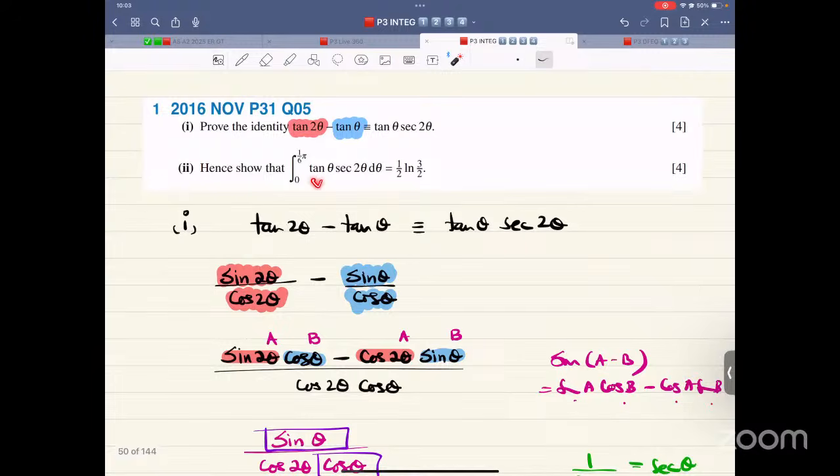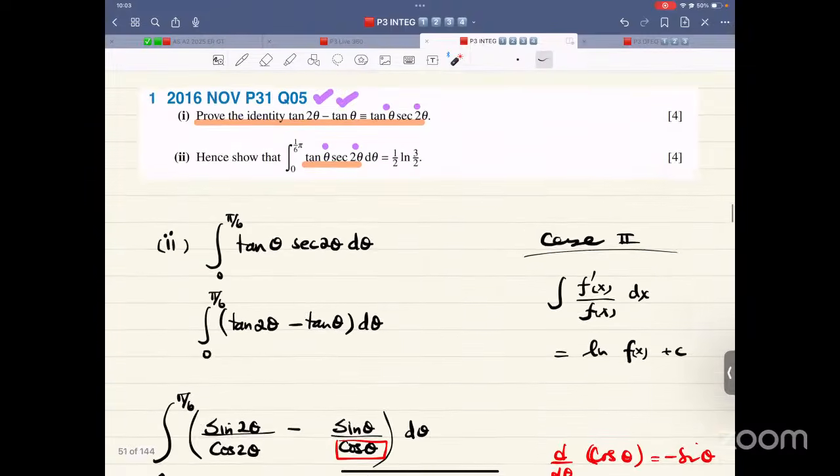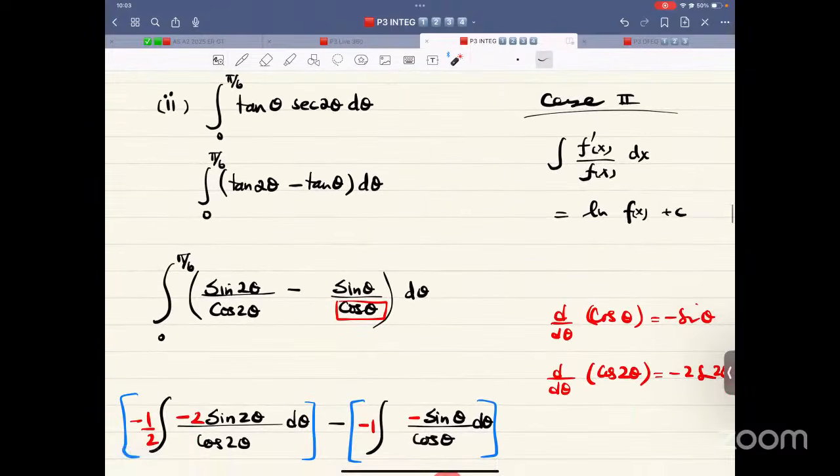Now it's asking you to integrate between the limits 0 and pi by 6. So the integral of this thing is actually integration of this thing. First I replace it back. And now I have these two terms. That is tangent 2 theta, that is sine 2 theta over cos 2 theta. Then I have tangent theta, which is sine theta over cos theta.